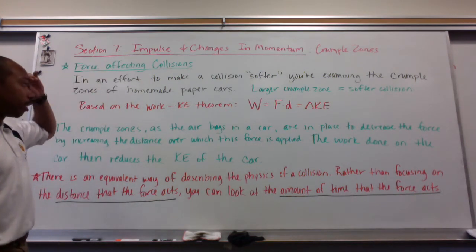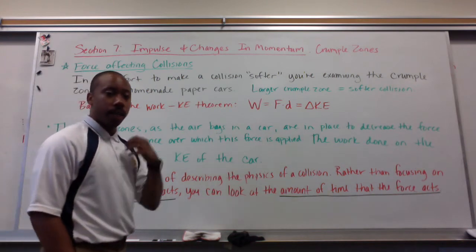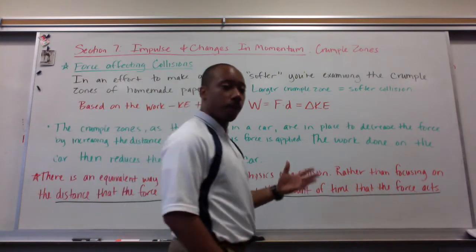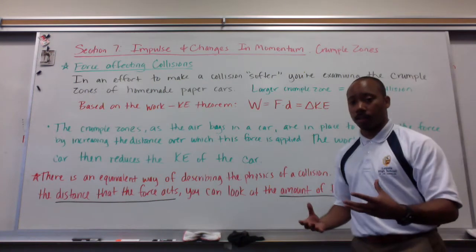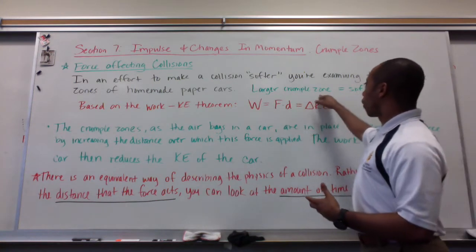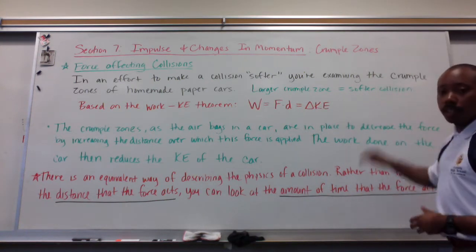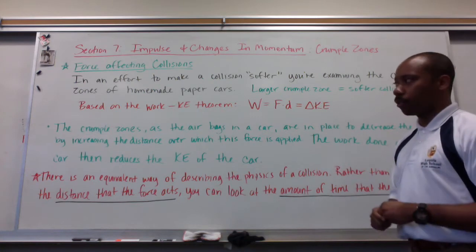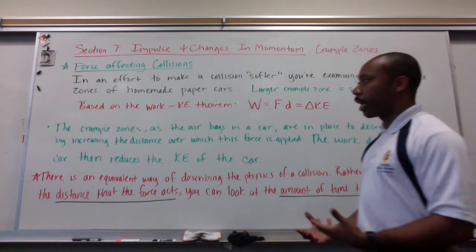So in an effort to make a collision softer, in class right now we're examining the crumple zones of our homemade paper cars. And we're discovering that larger crumple zones equal softer collisions. It was softer. We don't really use that term in physics, but right now we can.